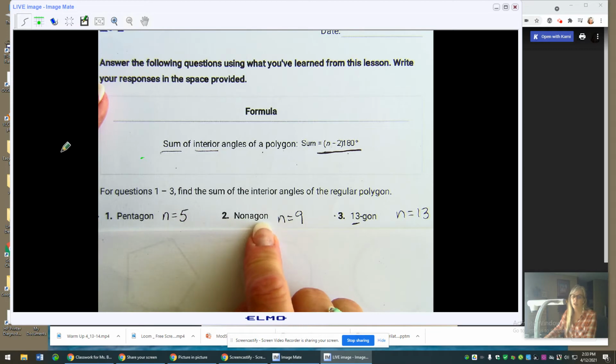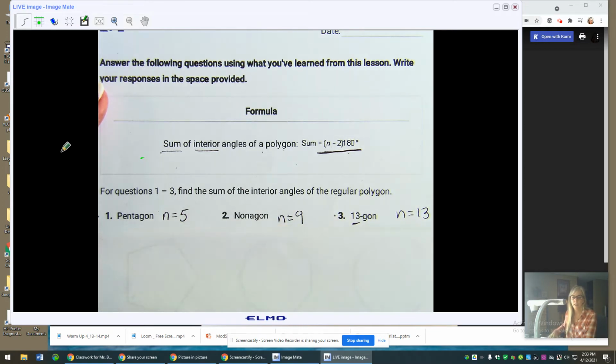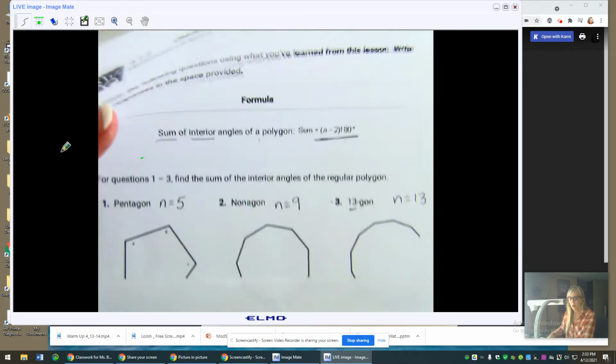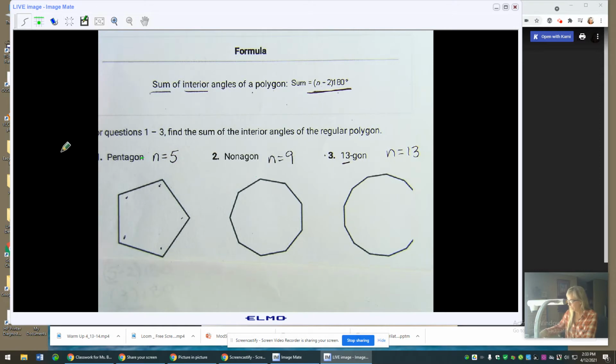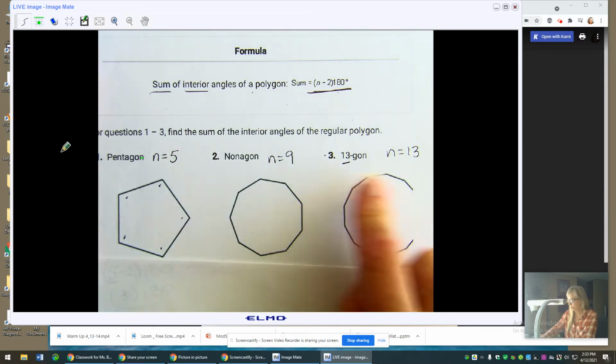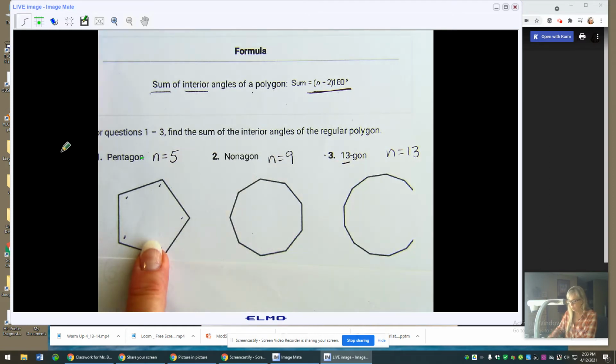A nonagon has 9 sides, and a 13-gon has 13 sides. They also gave you the figures for those three, so you could add up the sides, right? It doesn't matter that this one's cut off. They gave you 13 sides right here. So we're going to solve the pentagon, which has 5 sides.